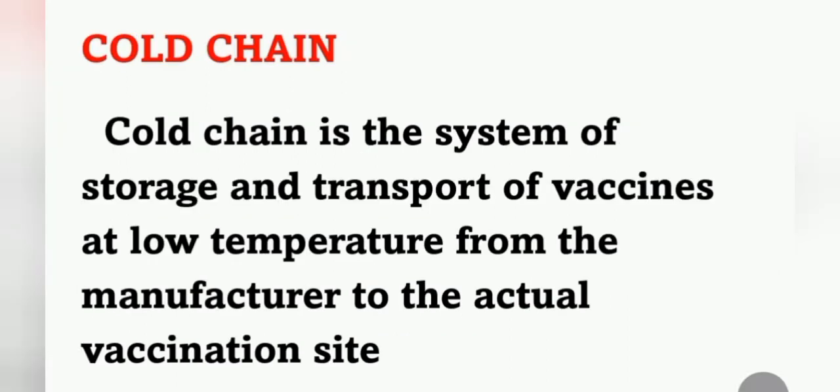Next important area in vaccines is the cold chain. This cold chain is the system of storage and transport of vaccines at low temperature from the manufacturer to the actual vaccine site.